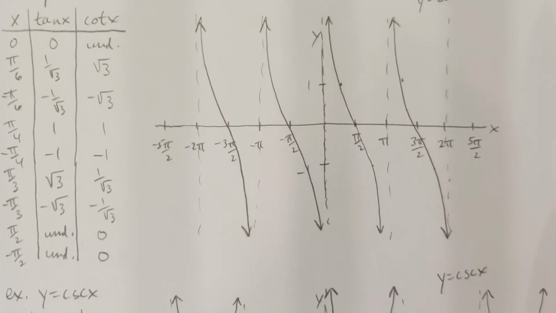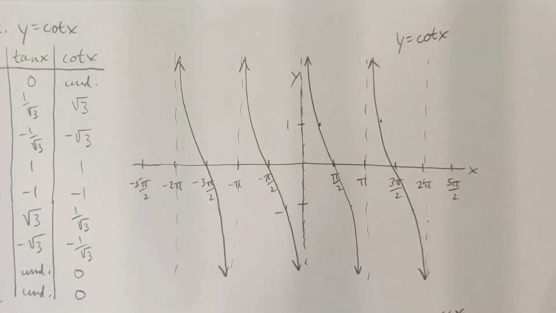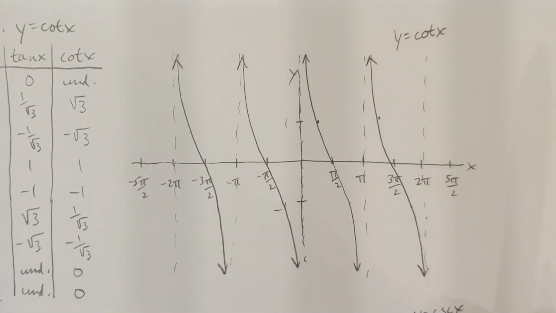Okay. There's going to be infinitely many asymptotes on the graph of the cotangent curve, just like there were infinitely many asymptotes on the graph of the tangent curve.